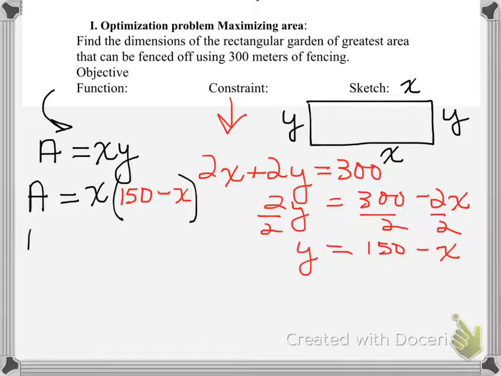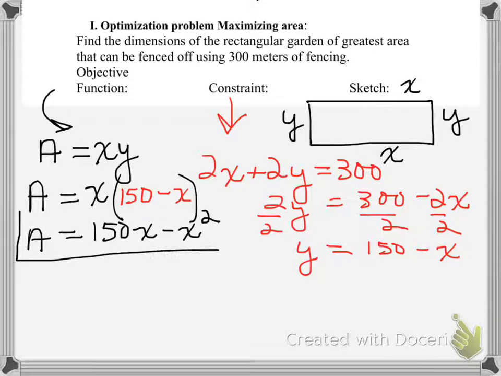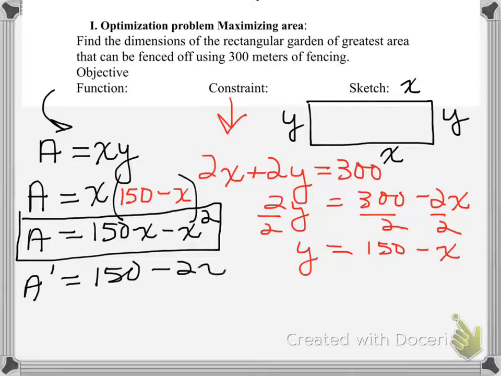Okay, so now let's clean it up, and I'm going to eliminate the other color. So my objective function is 150x minus x squared. That's my objective function, and my job is to find the first derivative of this parabola and figure out where it is maximized. So take your first derivative, A prime equals 150 minus 2x.